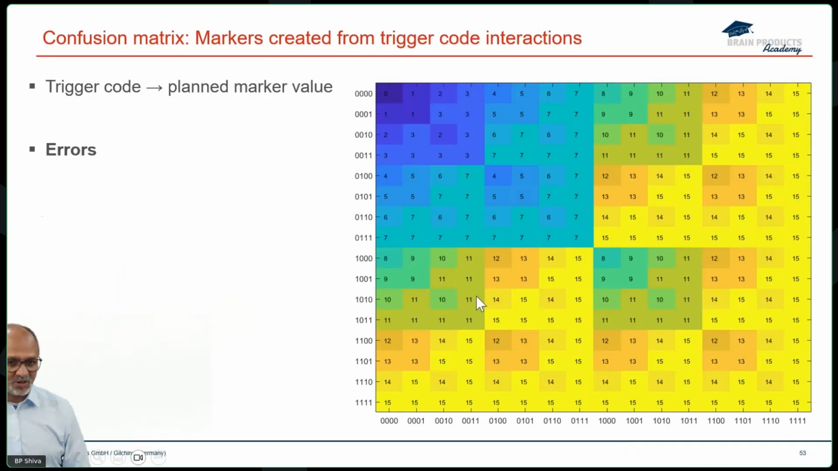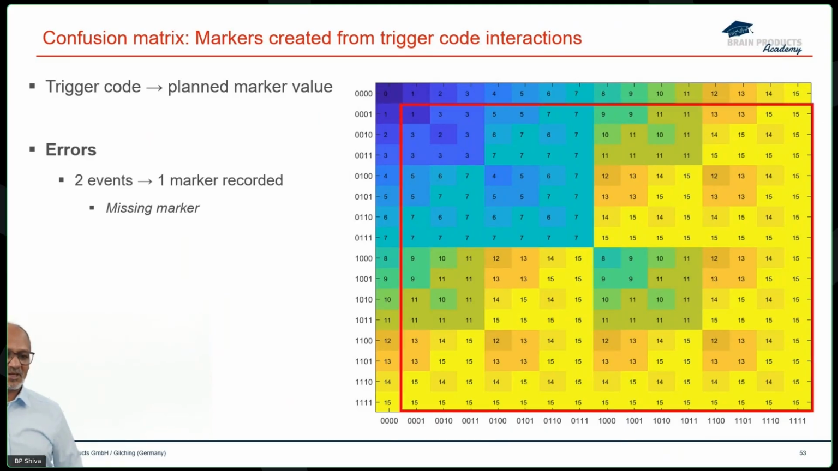And to show you the severity of this, this is the full matrix showing all possible interactions for 4 bits. And you can see that they contain several types of errors here. Firstly, for almost all of these, you have a missing marker, right? There are 2 valid trigger codes coming in, but only 1 marker is produced as a result. So there's always 2 events, but only 1 marker. So there is a systematic loss of event information.